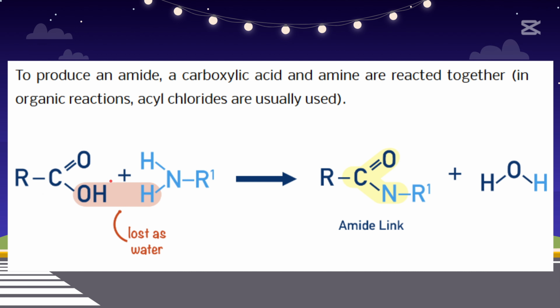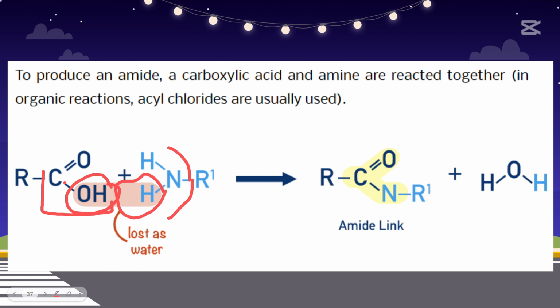Now notice that this is our carboxylic acid functional group. The reactive part of the carboxylic acid is the OH, so this is the part that is going to come off to make the water. And this is our amine functional group, which has the NH2. One of the hydrogens is going to come off to make the water.